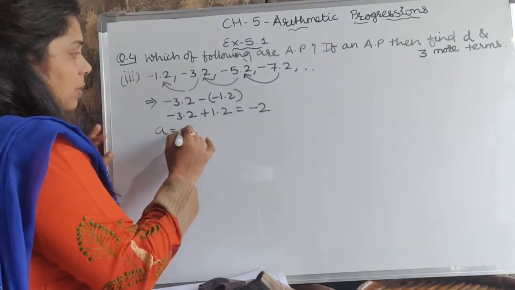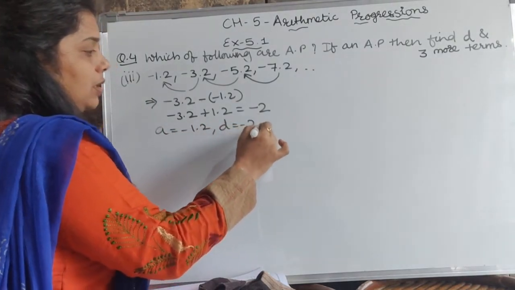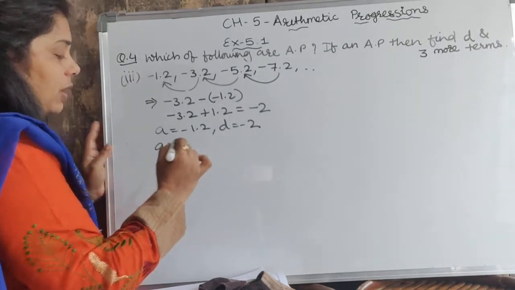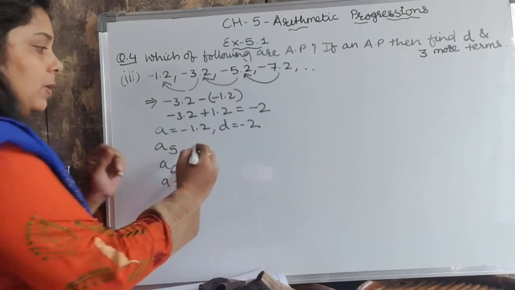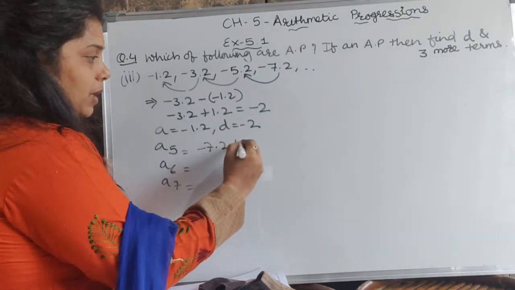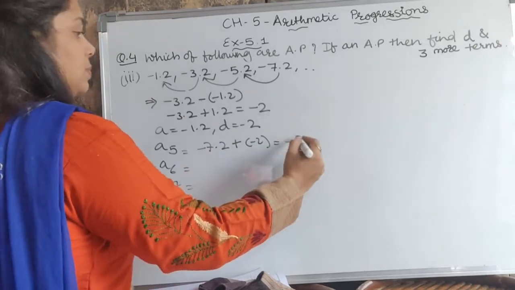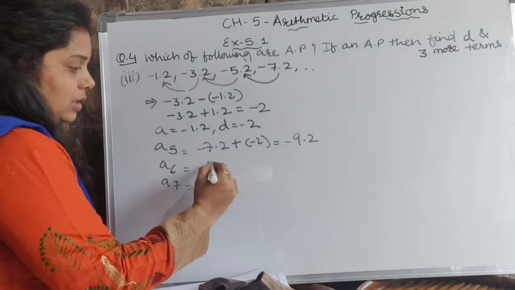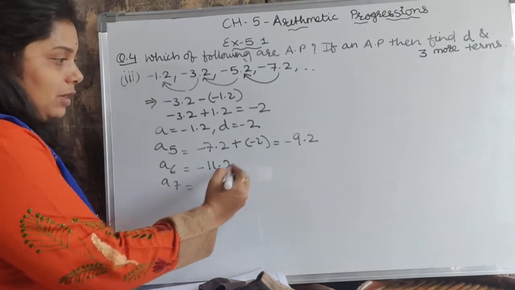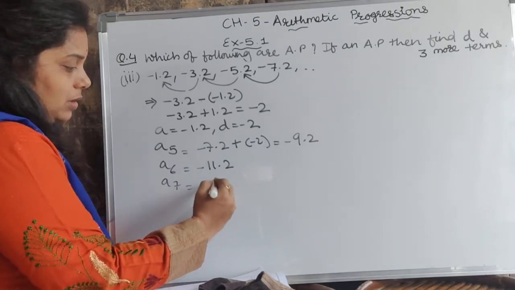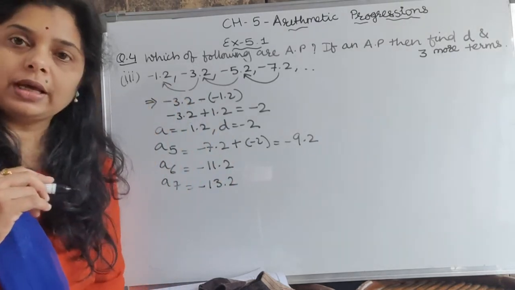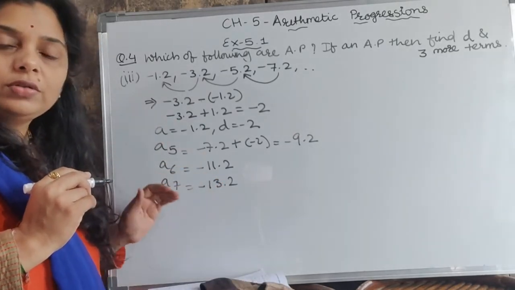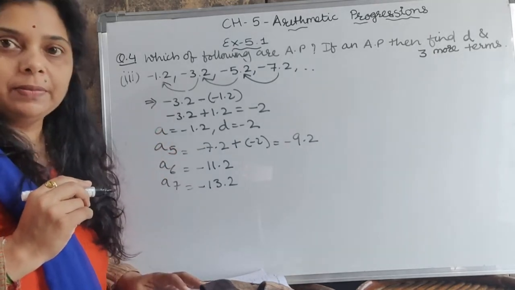A is here minus 1.2 and D is here minus 2. So how to get A5, A6 and A7? Again, A5 is A4 plus D. A4 is equal to minus 7.2 plus minus 2, so here it is minus 9.2. Again, minus 9.2 minus 2, minus 11.2. And minus 11.2 plus minus 2, again minus 13.2. Like this we can get the extra 3 or more terms of an AP.